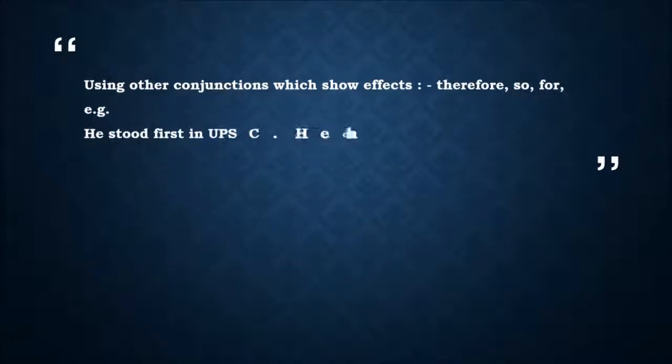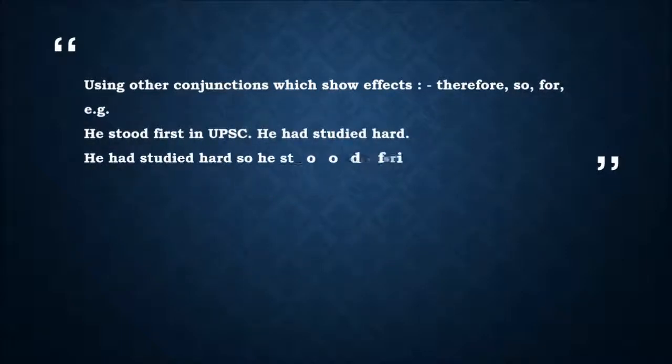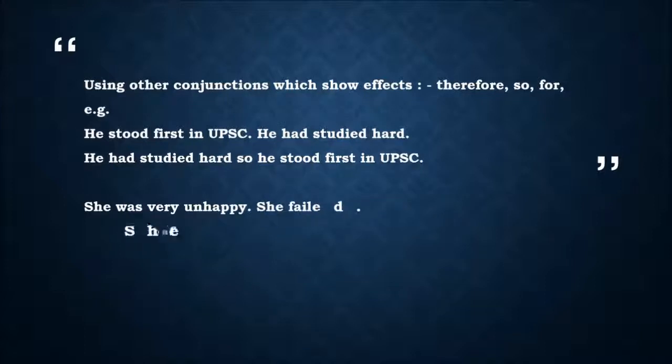4. Using other conjunctions which show effects: therefore, so, for. E.g. He stood first in UPSC. He had studied hard. He had studied hard so he stood first in UPSC. She was very unhappy. She failed. She failed so she was very unhappy.